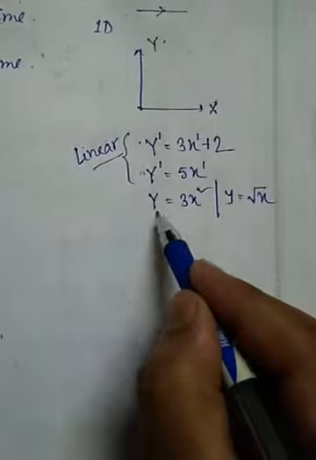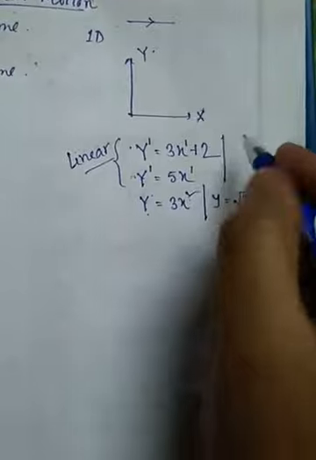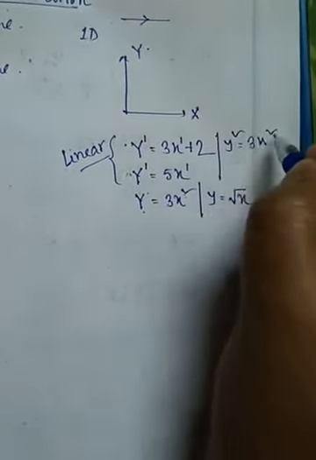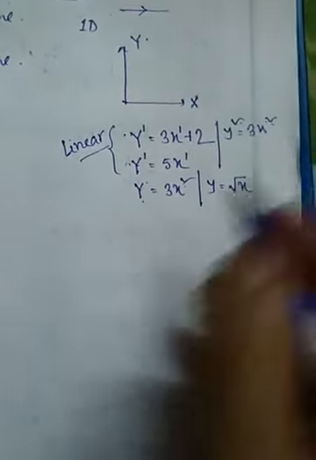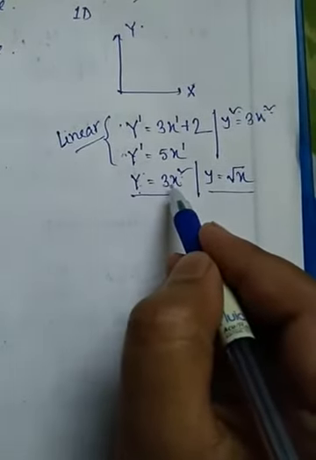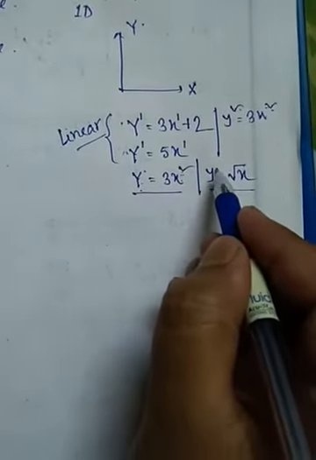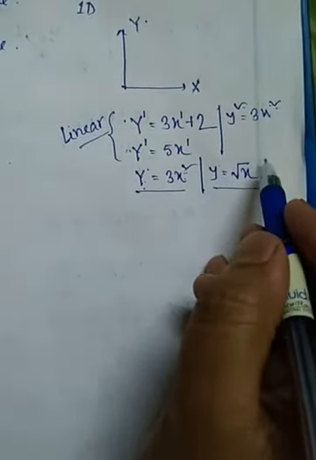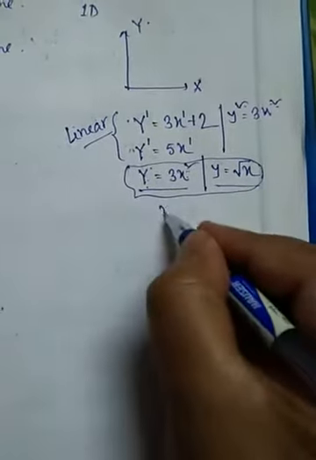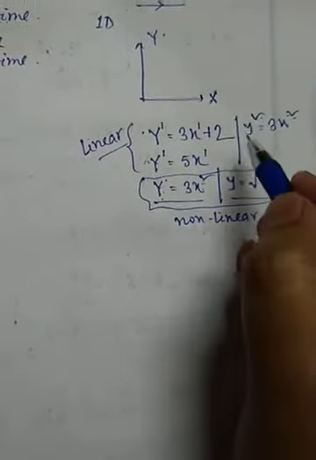And if y and x have the same power, even if it is not 1, that is also a linear relation. If y² = 3x², then this is also a linear relation because both of them have the same power, right? But in the other two equations, x and y don't have the same power. y has power 1 and x has power 2. Similarly, here y has power 1 and x has power root, meaning half. So these two equations are non-linear equations.